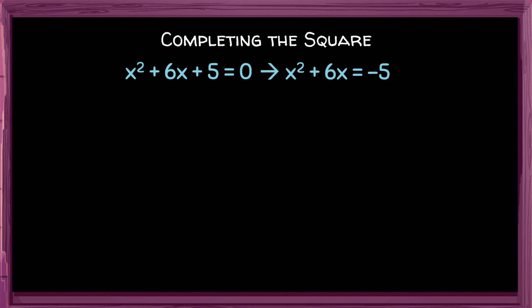Suppose that I give you the quadratic equation x squared plus 6x plus 5 equals 0. Our first step in completing the square is just to make things easier for ourselves by moving the number that's on the left side, the c value of our quadratic, to the right side of our equation. In this case, we move the 5 to the right side by subtracting 5 from both sides. That gives us x squared plus 6x equals negative 5.